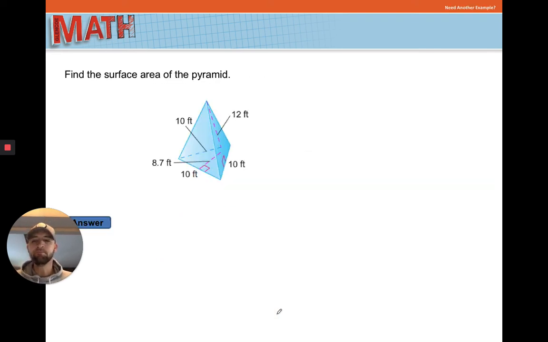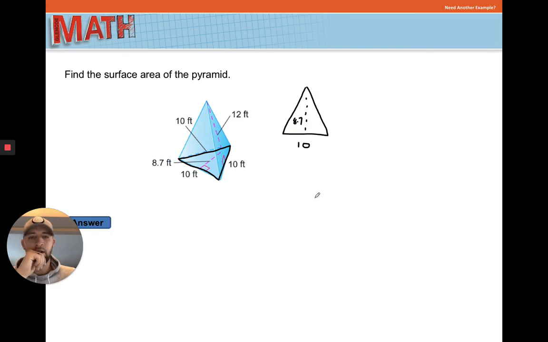Last one. All right. I'm going to go ahead and separate them just because that's the way that they did that in their example. So we'll go ahead and take our base here. And let's pull it out. So here's my base. Notice on the bottom we have 10 feet. My height on that base is 8 7/10, or 8.7.